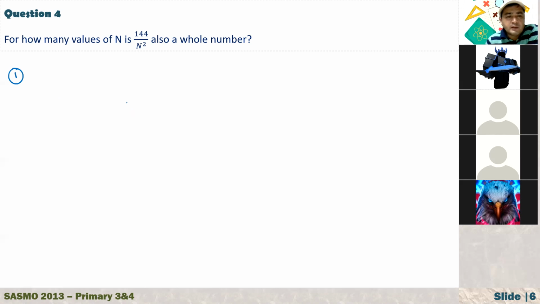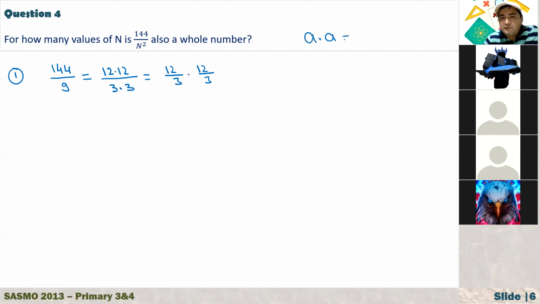Let me just give you one example. For example, 144 over 9. 144, I can write as 12 times 12, and 9, I can write as 3 times 3. Or I can write it as 12 over 3 times 12 over 3. In math, if you remember, if a number is multiplied by itself, in a shorter form we can just write it as a squared. A squared means a times a.